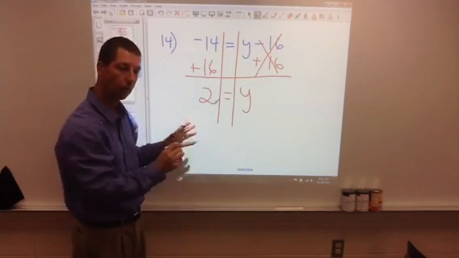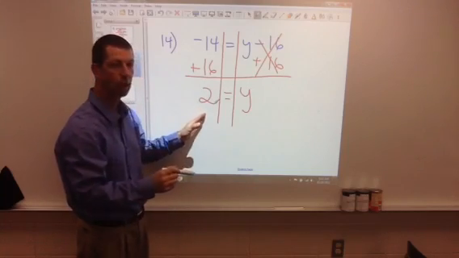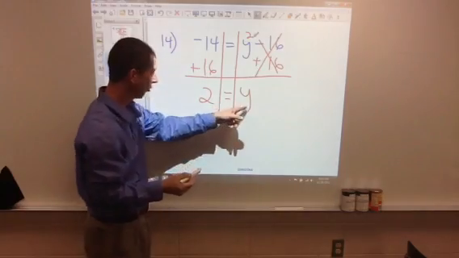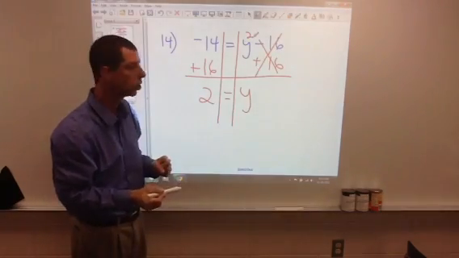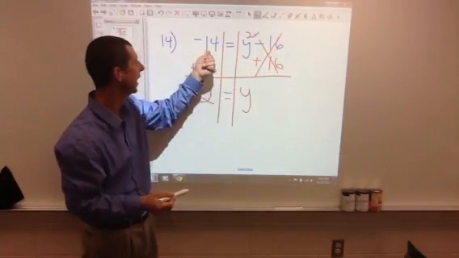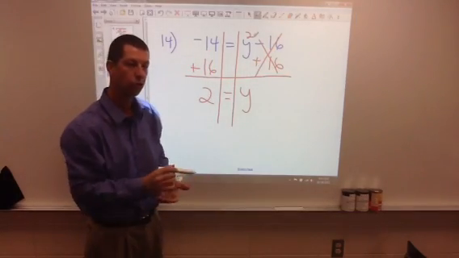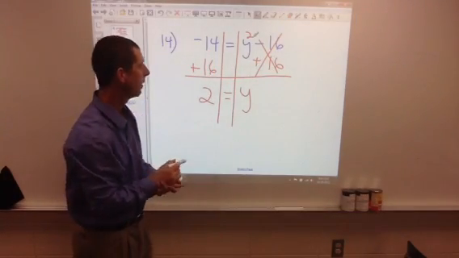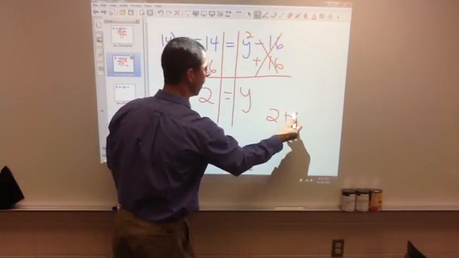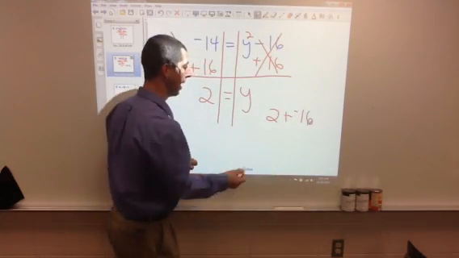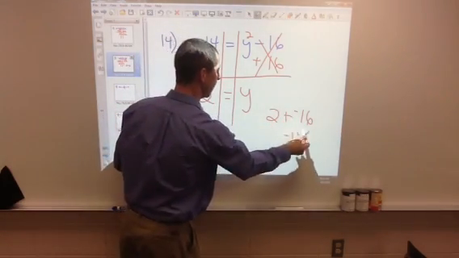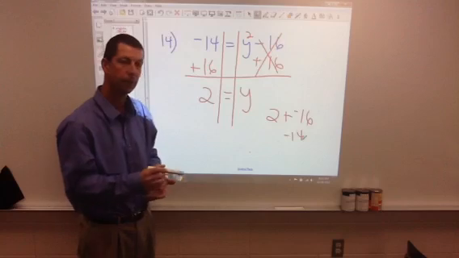Now on one like this, it's very important that you check to make sure it really works. If you put 2 in for y, that's what you're saying, that 2 equals y or y equals 2. So if I put it in here, is 2 minus 16 negative 14? You can use the calculator to check that. Remember, we added our opposite when we did that, so we would have 2 plus negative 16. 2 plus negative 16 does equal negative 14, so this problem does check out.